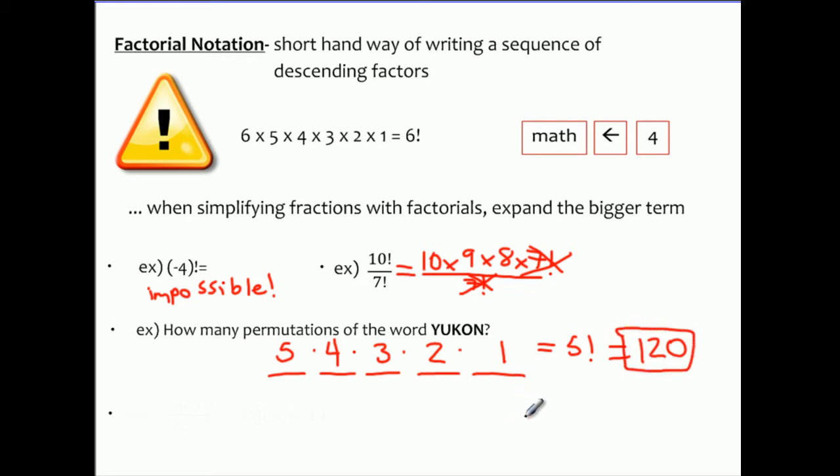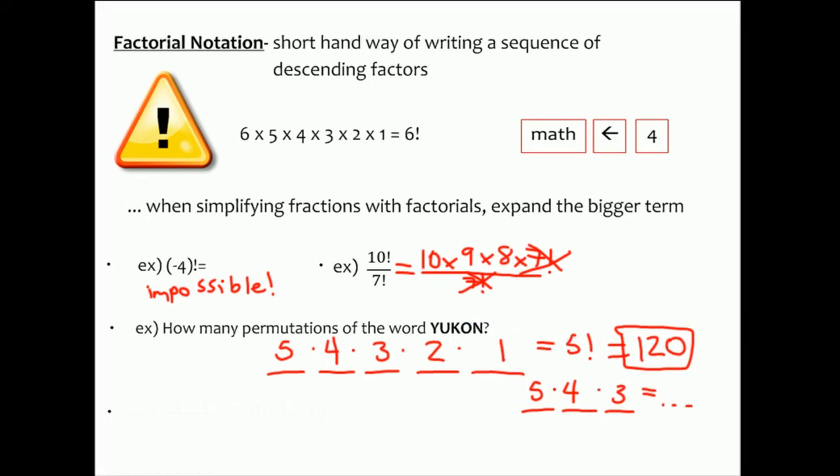If the question asked you how many ways can you arrange 3 letters from the letters in the word Yukon, you would have 3 spots in which to put a selection of 5 letters. So you would have 5 choices for the first spot, 4 for the next, and 3 for the third spot. That would give you something else. So just something to keep in mind when you're reading these questions.